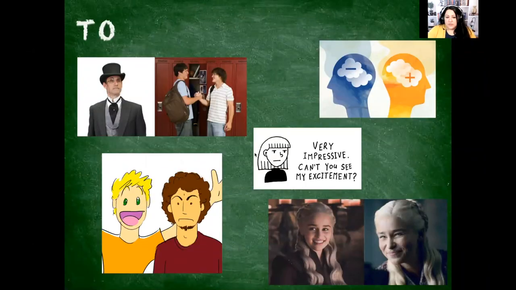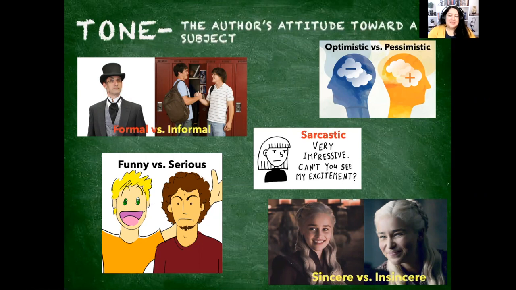All right. We know this one. Tone. I'm sorry. The animations are backwards, but that's okay. The author's attitude toward a subject. So you could have a formal tone, which you should in all of your academic papers, or you could have an informal tone like, hey, bro dog, gee, homie, yo. All right. You need to know what the proper context is to have formal versus informal tone, okay?